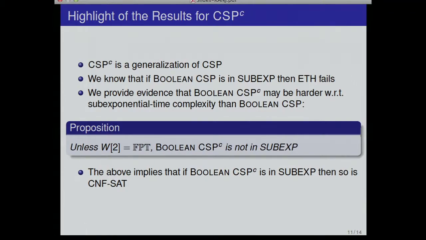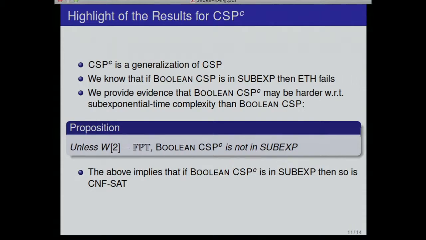Okay, and for CSP, we already saw that if Boolean CSP is solvable in sub-exponential time, of course ETH fails, but we also said that if it's solvable in non-uniform sub-exponential time, then CNF-SAT is solvable in non-uniform sub-exponential time. So we do have such results already for Boolean. So one can ask, what can we say now about the Boolean CSP with compressed table?